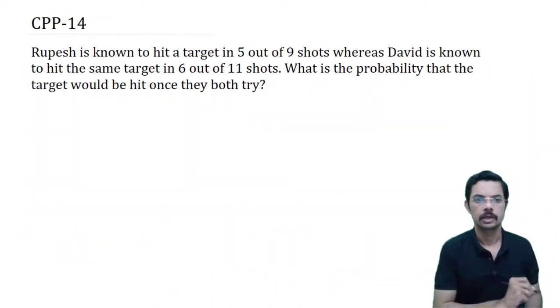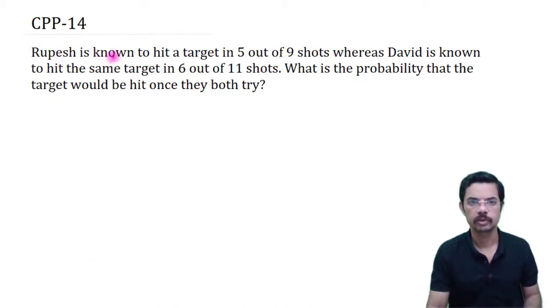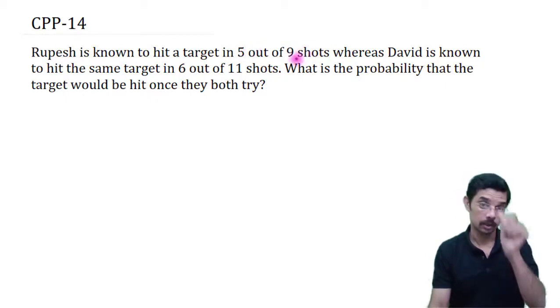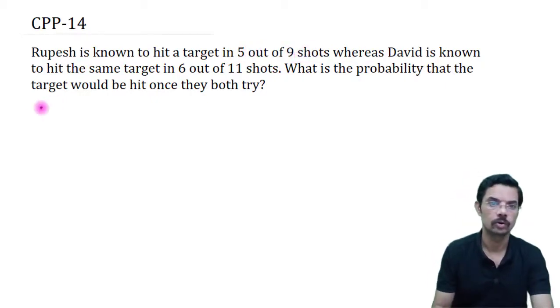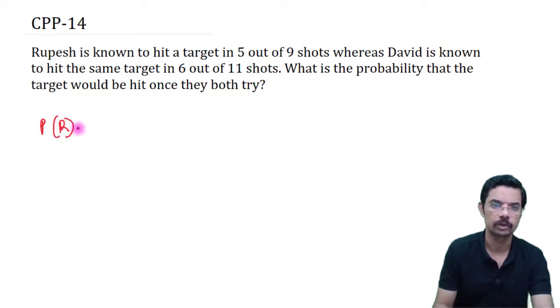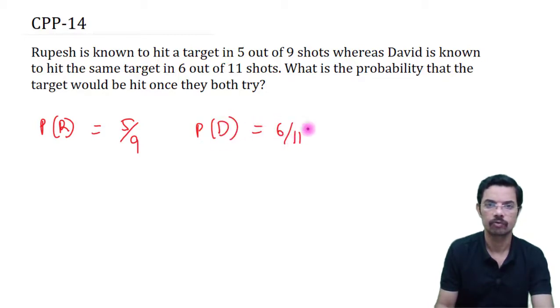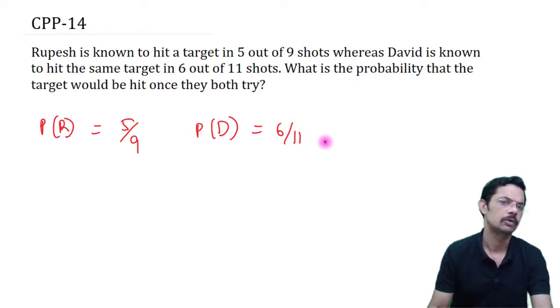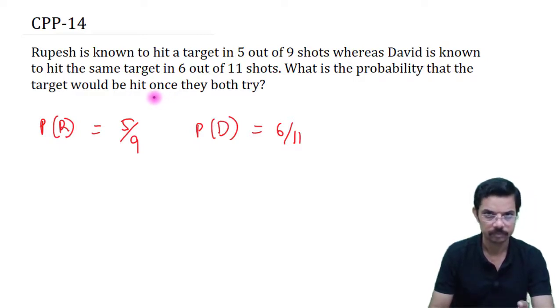Next question is CPP number 14. Rupesh is known to hit a target 5 out of 9 shots, while David is known to hit 6 out of 11 shots. Let me take the probability of Rupesh equal to 5 out of 9, and the probability of David equal to 6 out of 11. What is the probability that the target would be hit once they both try?